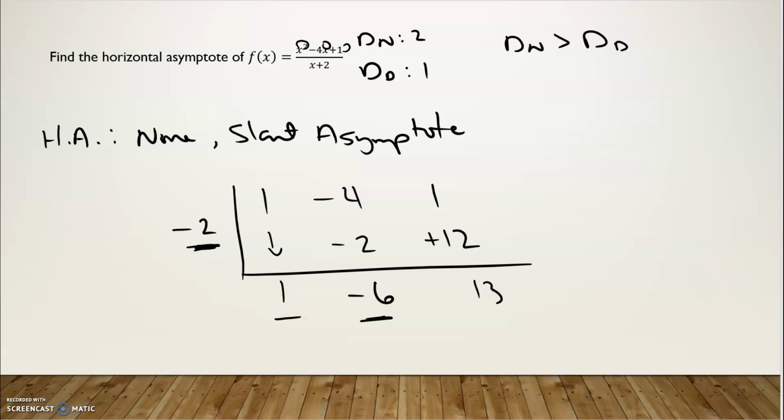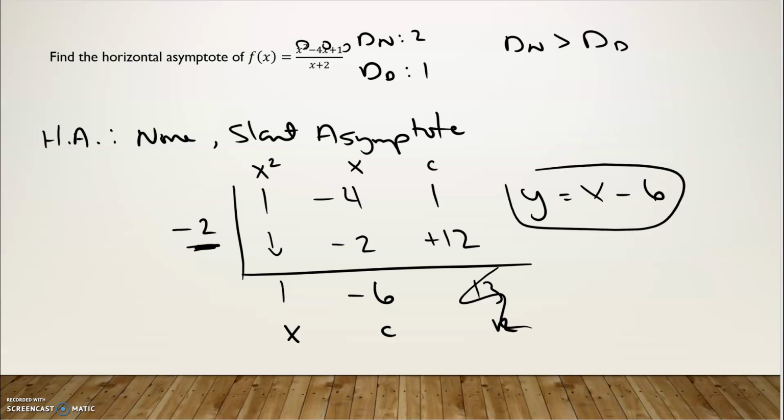Notice how this up here started at x squared, this was x, and this was our constant. For our answer, remember we start one degree below, so this is going to be x, this is going to be our constant, and this is our remainder. We don't worry about the remainder. So our answer is x minus 6. This would be our slant asymptote for this particular question.